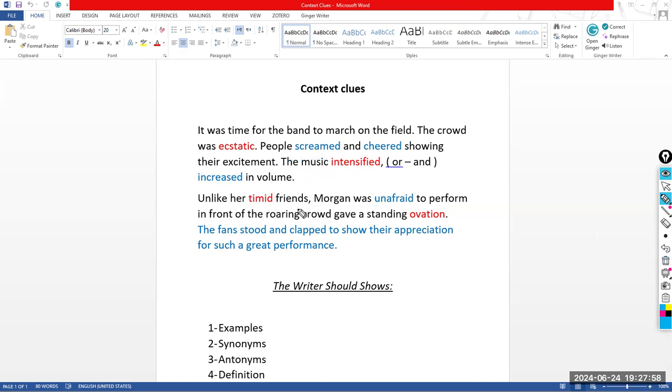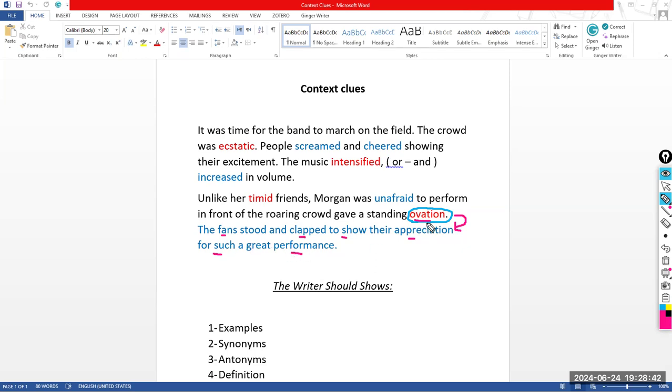So, unlike her timid friends, Morgan was unafraid to perform in front of the roaring crowd, and they gave a standing ovation. I don't know the meaning of ovation. Absolutely, you have to complete reading. Now, the fans, the people, stood and clapped to show their appreciation for such a great performance. So notice how the writer defined the unknown word. In the next sentence, the writer is going to tell you the meaning of ovation. It means a definition of ovation.